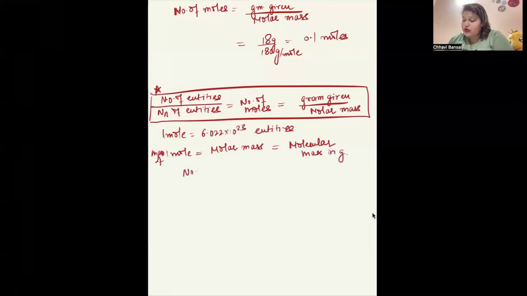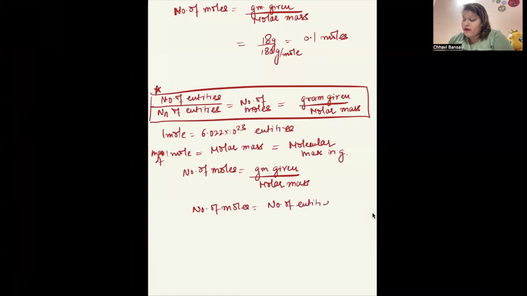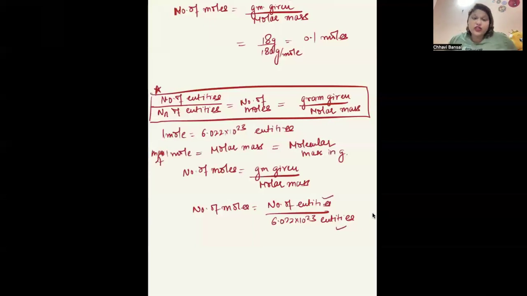And this formula. Then number of moles equals to gram given by molar mass. Also number of moles equal to number of entities divided by 6.022 into 10 raised to 23 entities. When I'm writing entities again and again, see if it's atom above, it should be atom below. If it's molecule above, it should be molecule below. If there is a change, convert either the molecules to the atom or atoms to the molecule. Okay. These are the important formulas that you should know so that we can proceed further in the next class.